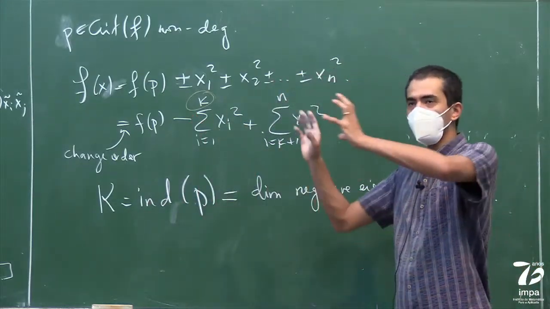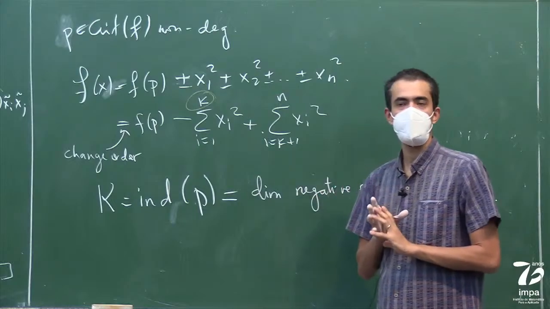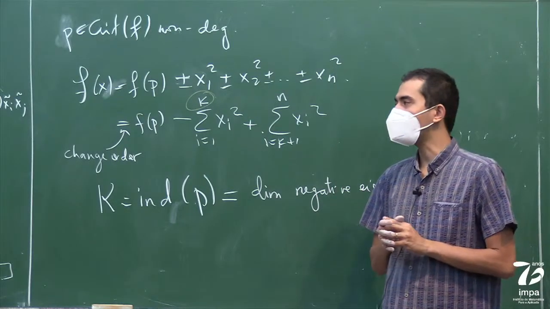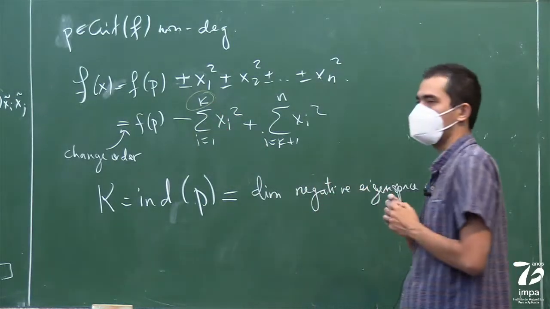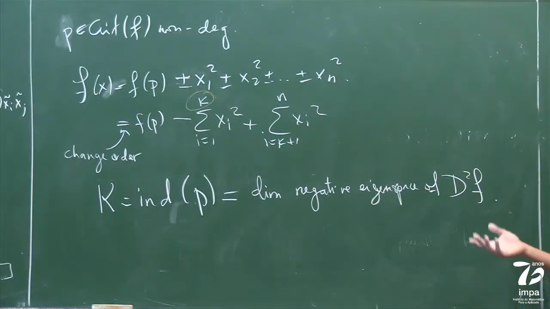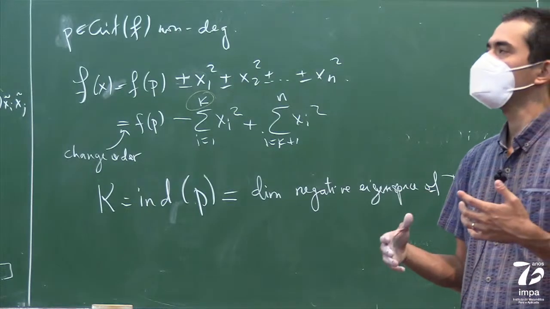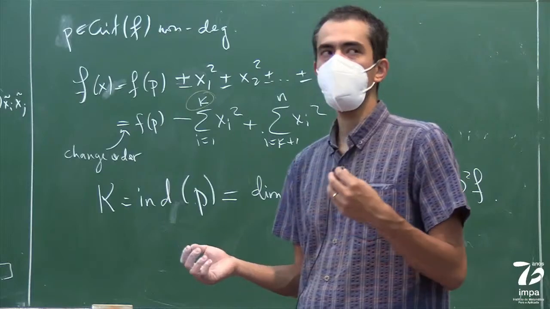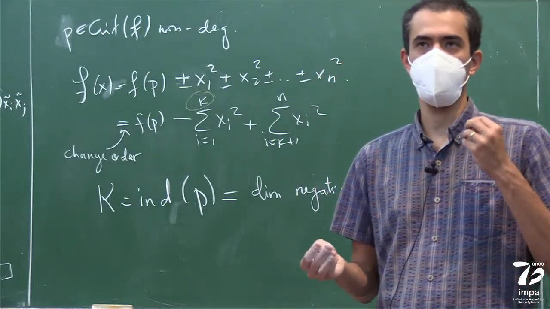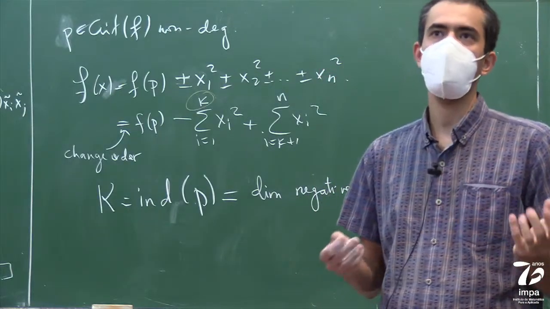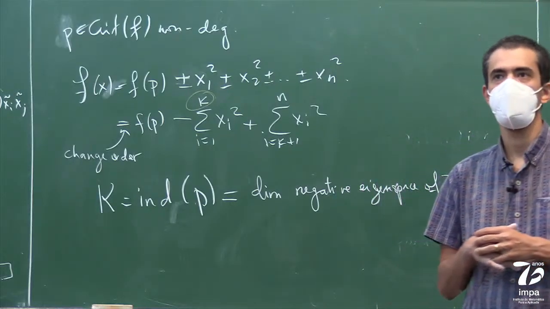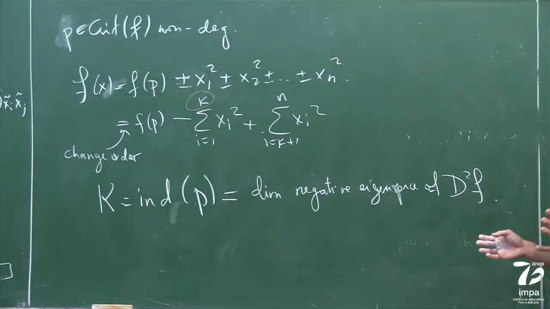So once you know that your function has this expression by the Morse lemma, then it's easy to check that this K is exactly the dimension of the negative eigenspace, or the dimension of the maximum subspace on which your symmetric form is negative definite. Okay? So these are all the same.